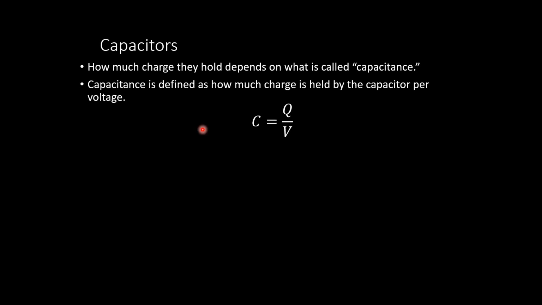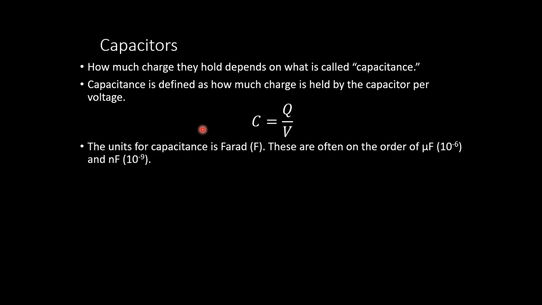Capacitance is Q over V, where Q is the charge on each plate. It is not the total charge on both plates, right? If you add the charge on the positive plate plus the charge on the negative plate, you would always get 0. So I'm just talking about the magnitude of charge on each plate. All right, so that's Q. V is what voltage that capacitor is set to. And then we have units for capacitance. Our unit for capacitance is a farad.